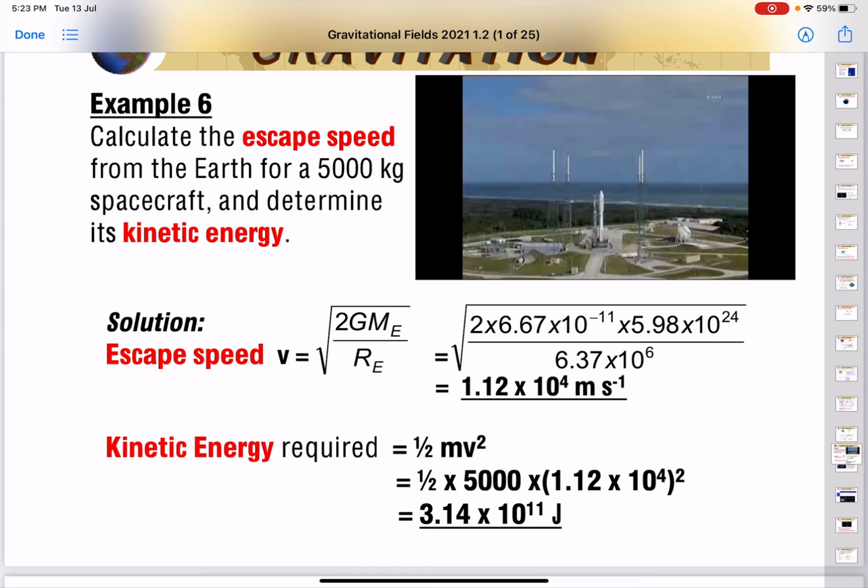You will have to ensure that the spacecraft has a minimum of this speed before it can escape from the Earth. But the kinetic energy required does depend on the mass, because it's half mv squared. And after putting in the numbers, you find that it is a huge amount of energy that is required.